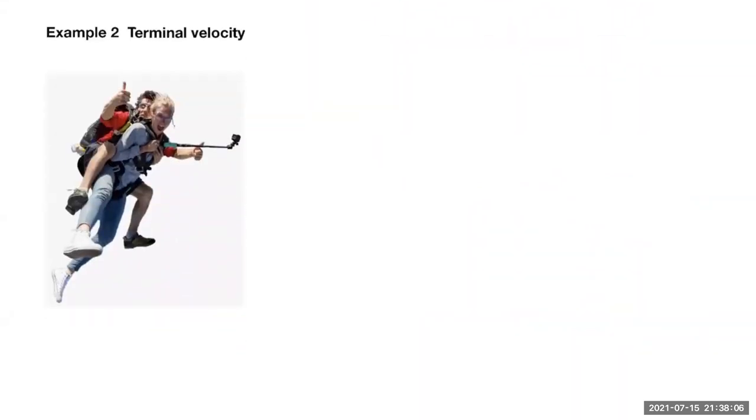Now let's look at a second example. The second example has to do with what's called terminal velocity. What's terminal velocity? Well, you consider something falling from the sky. I have a picture of skydivers in this case. They start going down from a very high position, and they have an acceleration a. What is a equal to? Well, in a true free fall, a equals g.